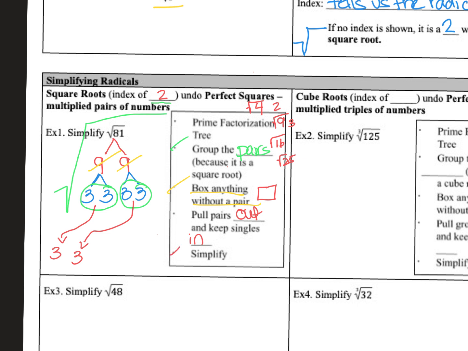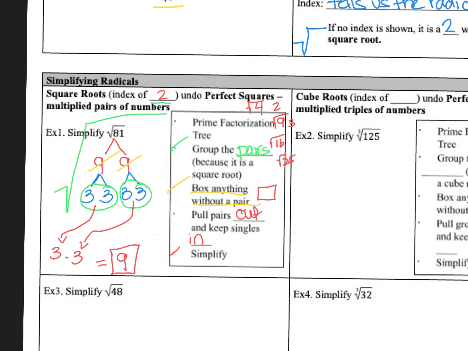So the third thing is I'm going to simplify. Whatever I've pulled out to the outside of the radicand, I'm now going to multiply. So I have 3 times 3, and that's 9. Now that was an easy one because we already know the square root of 81 is 9.